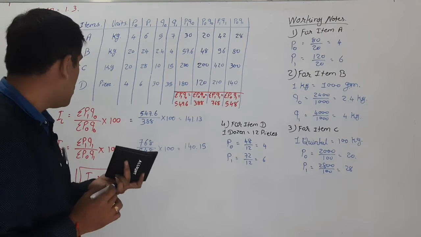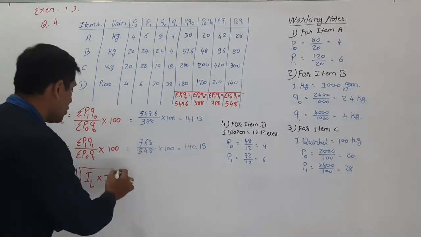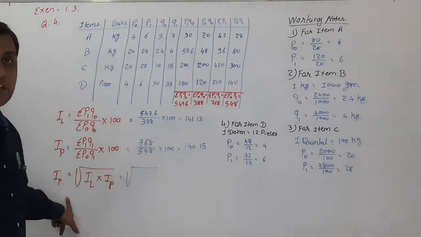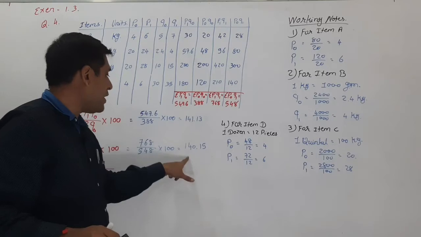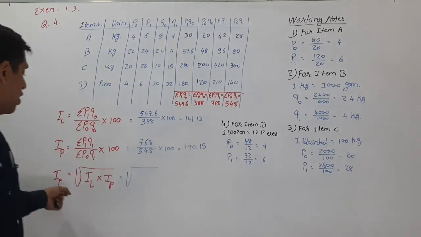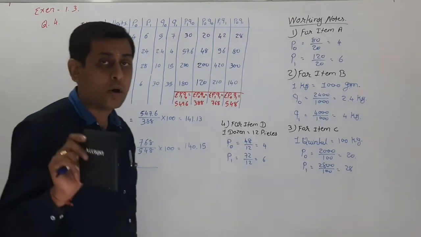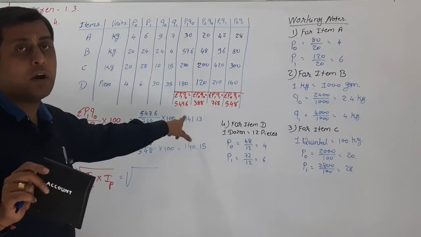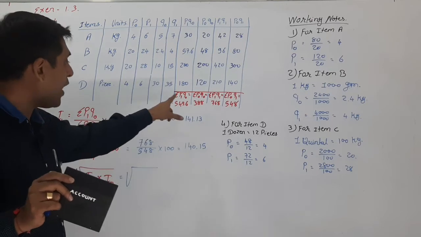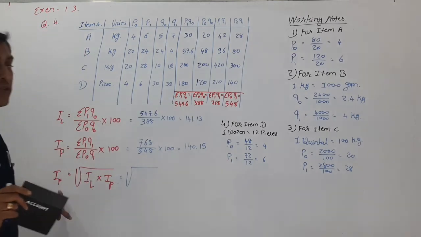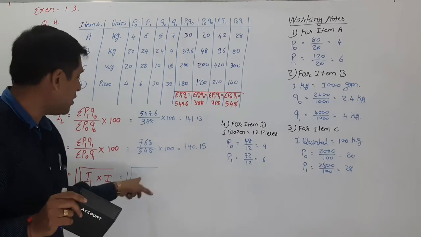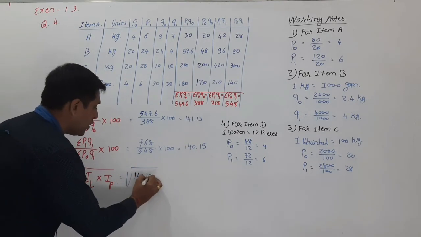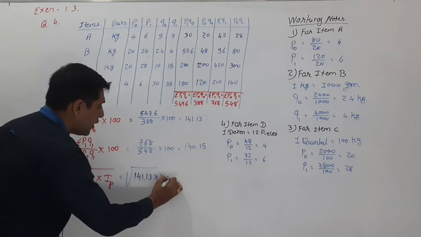And now we have to put the values here. Whenever we are taking this formula, if the answer of any one is wrong, the answer of IF is also wrong. So please be careful about calculating IL and IP, because if any one is wrong, your IF is also wrong, because we are taking these answers into this formula. That is 141.13 into 140.15.